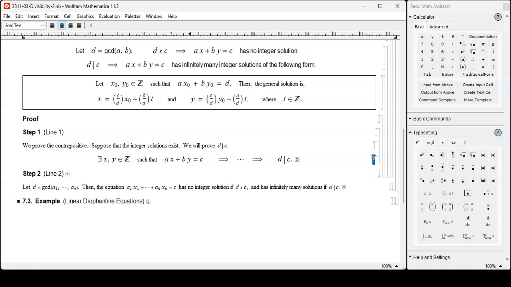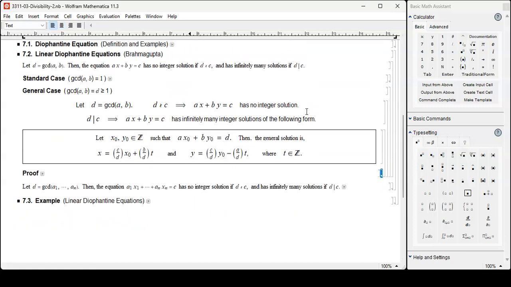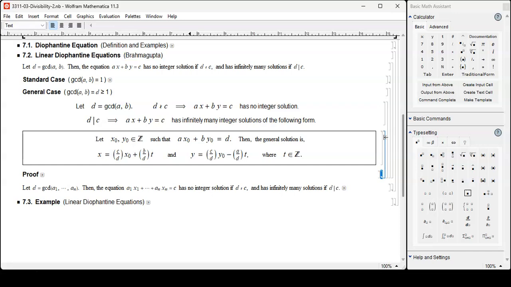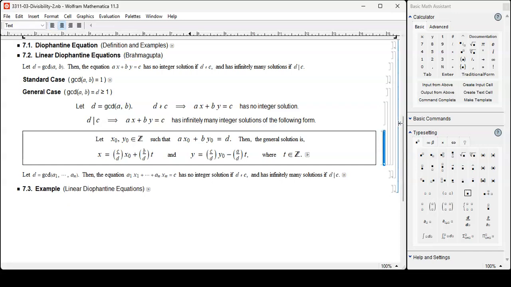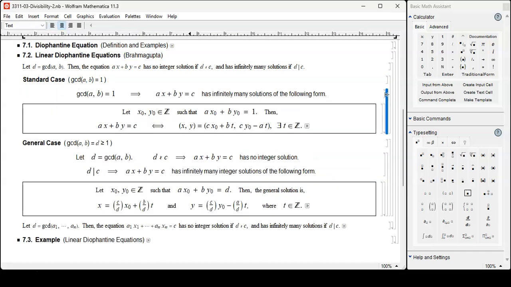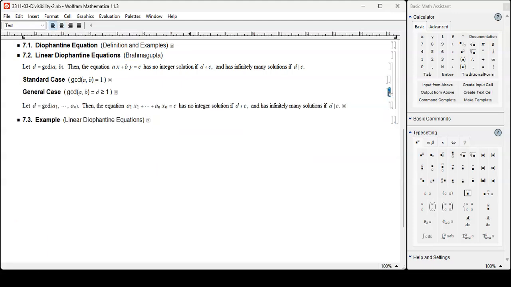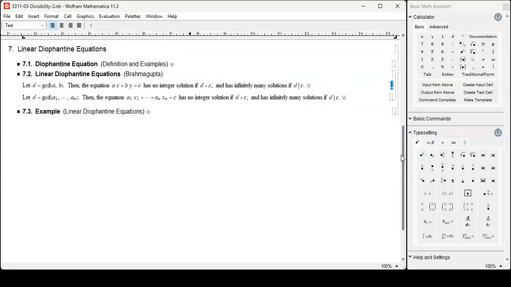So any common divisor divides C. GCD is also a common divisor, so it divides C. Because the contrapositive is true, the original statement is true as well. If D does not divide C, then there is no solution. When D does divide C, then we can reduce it to the standard case by dividing everything by D, so we can use the proof that we went through in the standard case. So this completes Brahmagupta's theorem on linear Diophantine equation of this form.